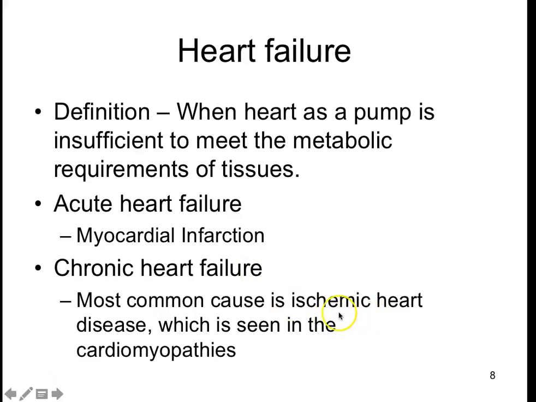And that is going to cause ischemic heart disease, meaning that the person's just not getting enough oxygenated blood into that aorta to meet the demands of all of the cells in the body that require oxygen on a continual basis. So the most common cause is ischemic heart disease, which is seen in the cardiomyopathies as well as others, but all of those cardiomyopathies are ischemic heart disease.